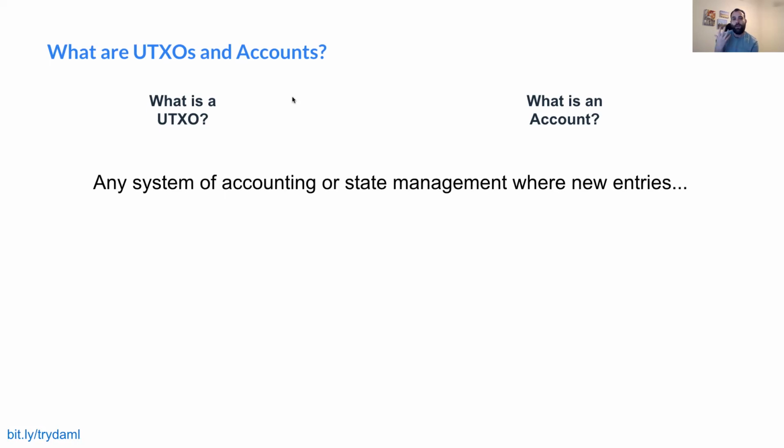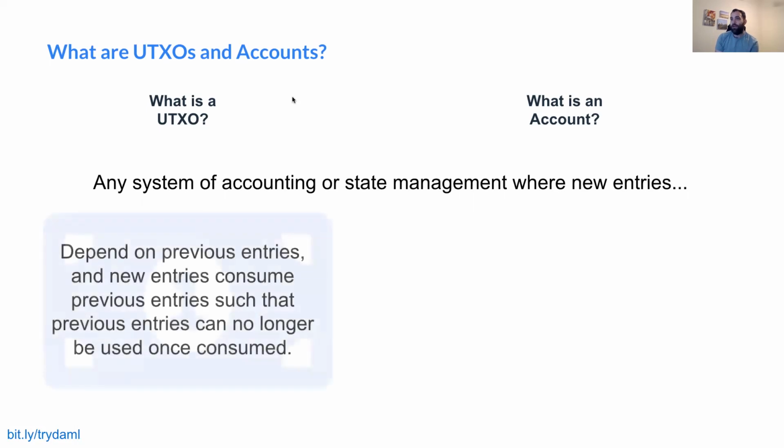And where they differ is how they manage that accounting or state management. In a UTXO model, every entry depends on previous entries. And so a new entry will consume a previous entry such that the prior entry can no longer be used. This is similar to, for example, $1. If I were to give you cash, then you would take the cash from me and I would no longer have the cash and I couldn't spend it again.